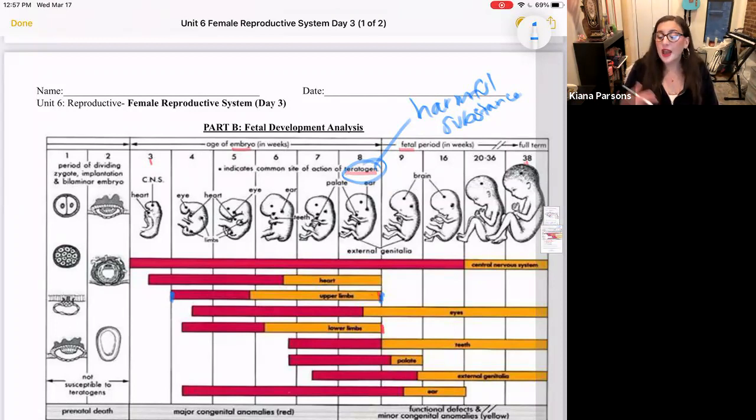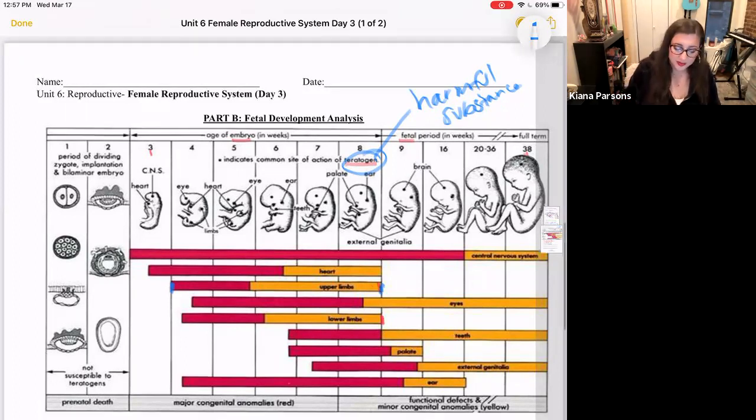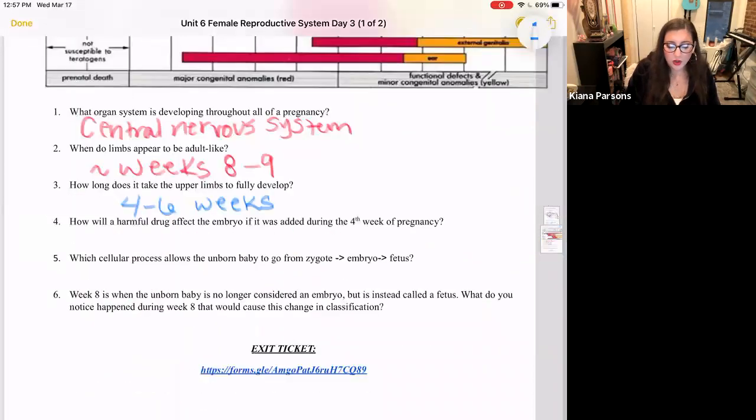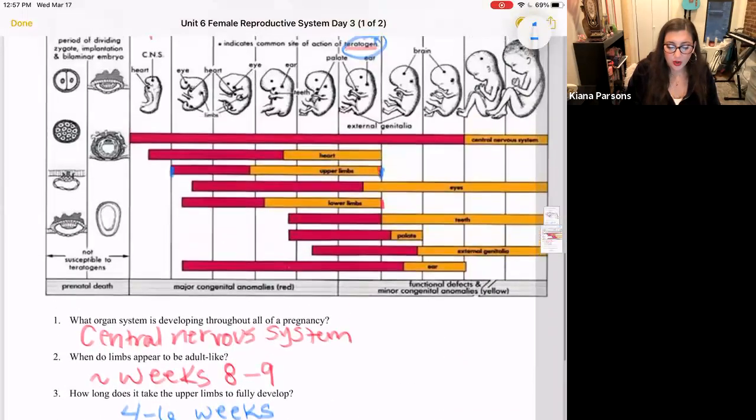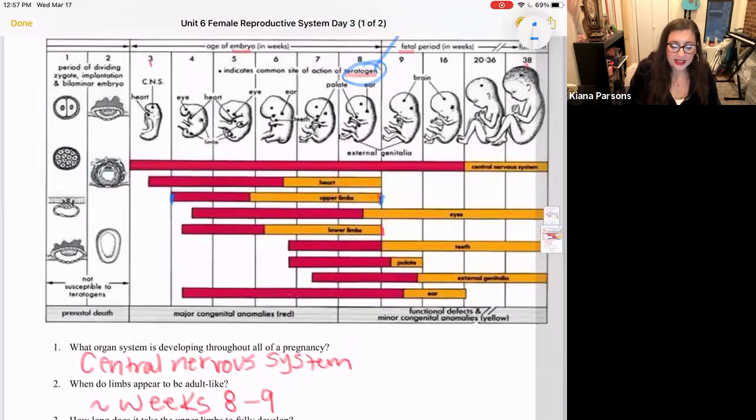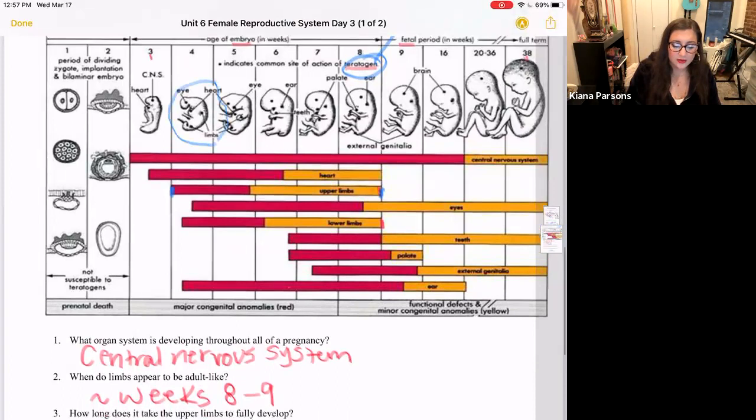Chemicals like mercury that are sometimes present in sushi wouldn't really hurt an adult, but could hurt the baby. Or even if there's a parasite present in the sushi, that probably wouldn't make the adult sick, but it could make the baby sick. So really any harmful substance, including drugs, that would hurt the child is called a teratogen. So how will a harmful drug affect the embryo if it was added during the 4th week of pregnancy? You can see there it would impact the eyes, heart, or limbs.